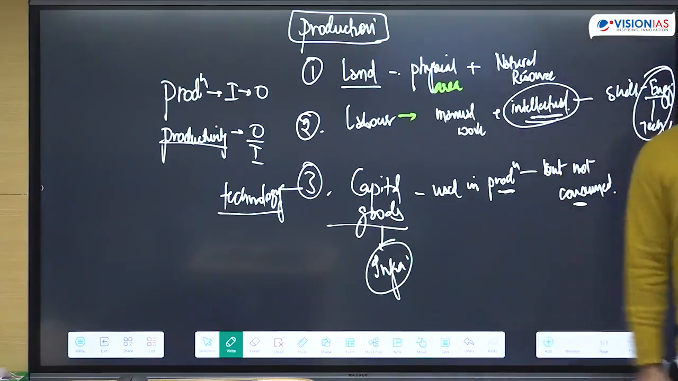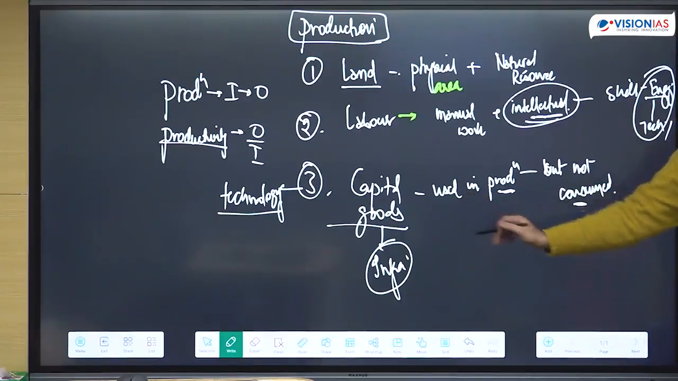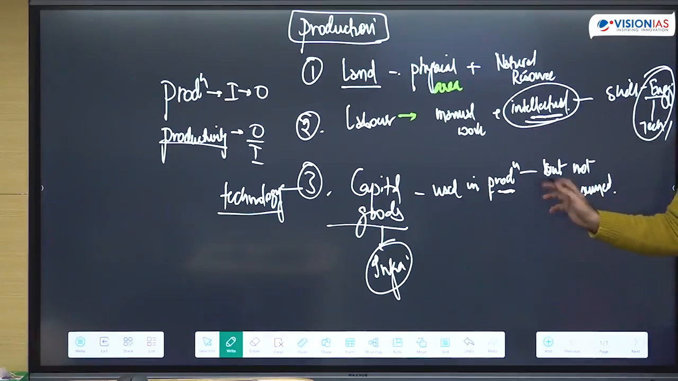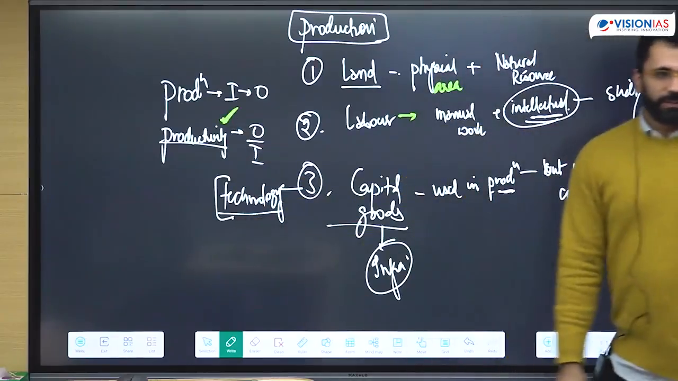this is called social overhead capital. यह भी एक capital ही है. Road, railways, all of these are used in production but not consumed. Something which is representing productivity और technology.